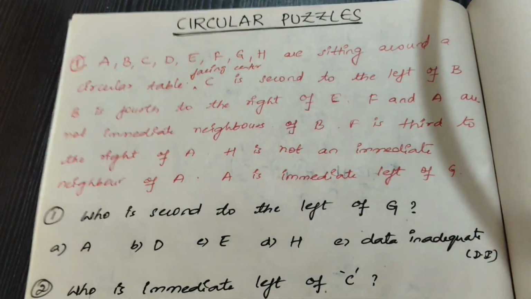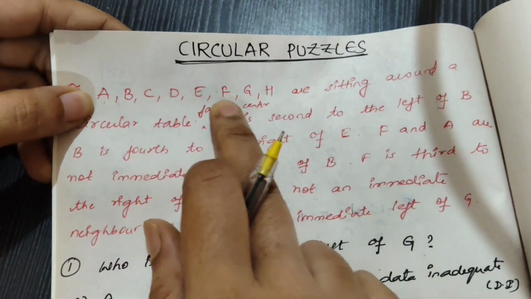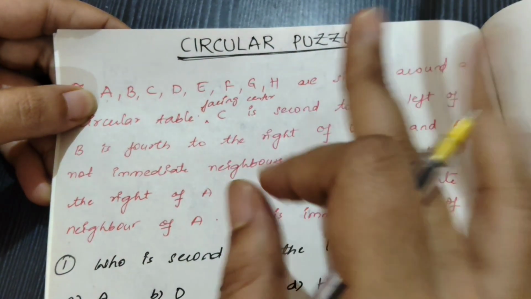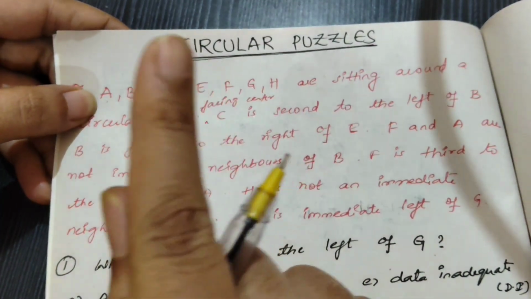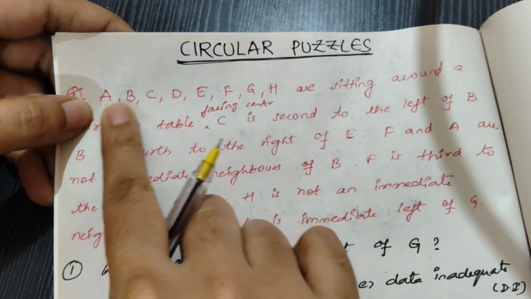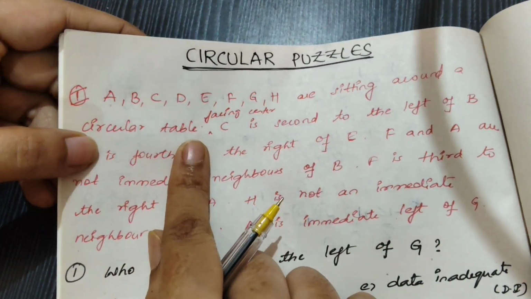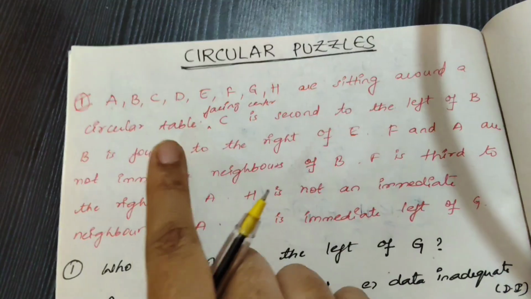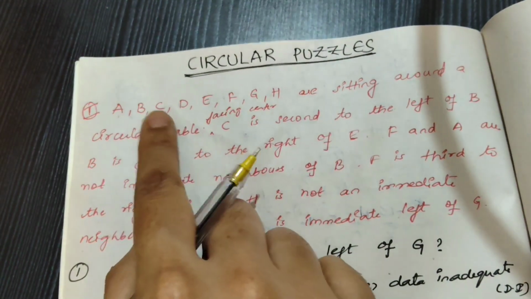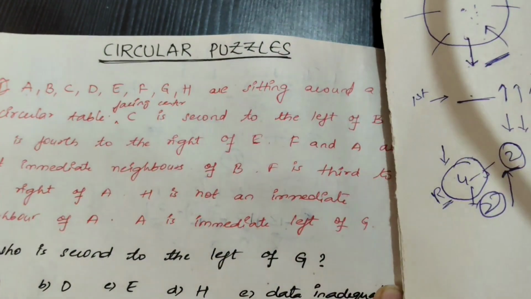Now the first question. A, B, C, D, E, F, G, H are sitting around a circular table, facing center. So it is a simple question, only persons and a single direction, and everyone is facing the same direction. Now 8 persons, 1, 2, 3, 4, 5, 6, so 8 members. Here I will do the diagram, because I want to show the question as well as the diagram.